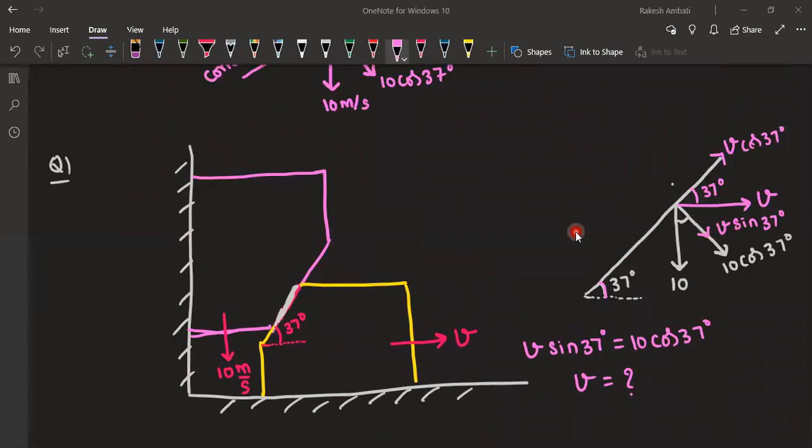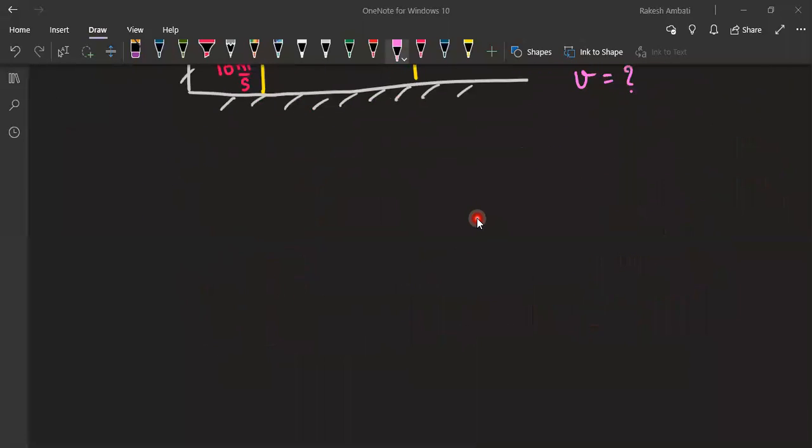Write down. Next, one more question. So the answer is correct, 40 by 3 meter per second. Write down the next question.